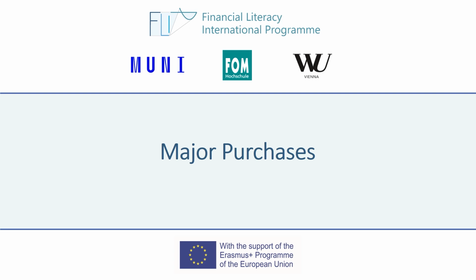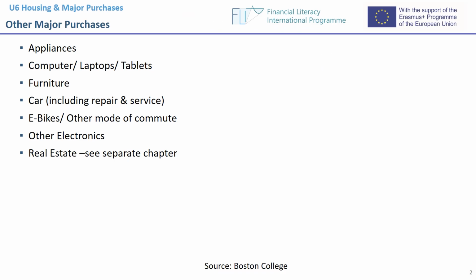Major purchases. In addition to the purchase of a house, which is probably the largest purchase in life, there are other major purchases that are needed, which we will discuss now. Some examples for major purchases are appliances, computers, laptops, tablets, furniture, car, including its repair and service, e-bikes or other modes of commute, other electronics, real estate. See separate chapter.